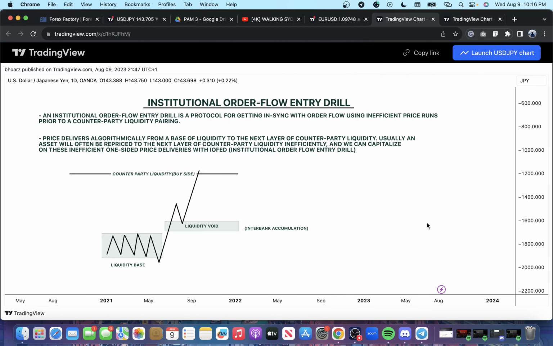Hello and welcome to a presentation on institutional audit flow integral. Today we're going to talk about the different protocols with institutional audit flow integral.